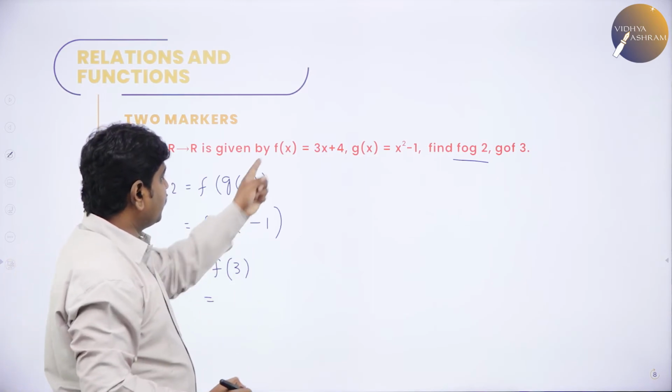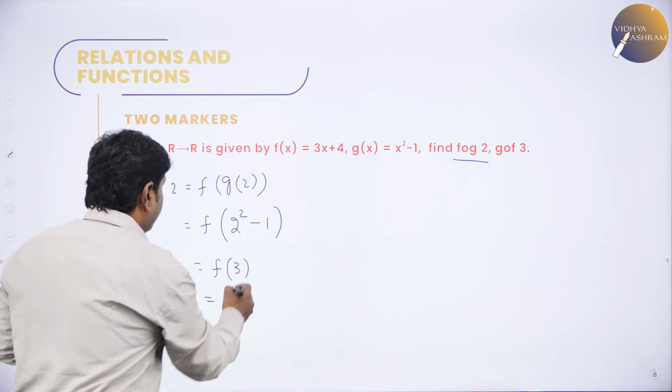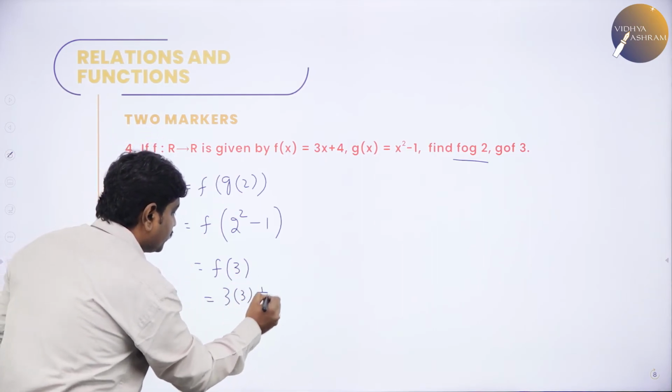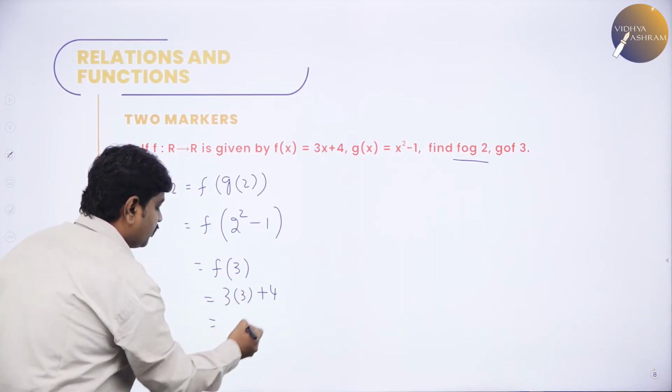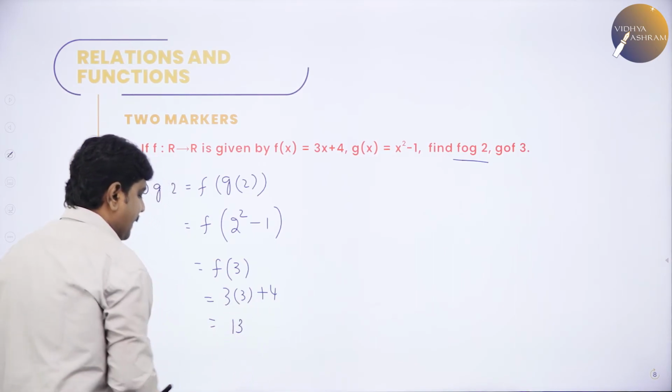What is f of 3? Refer to f of x. What is f of x? 3x plus 4. f of p is 3p plus 4. f of 3 is 3 into 3 plus 4, and 3 threes are 9. 9 plus 4, 13.